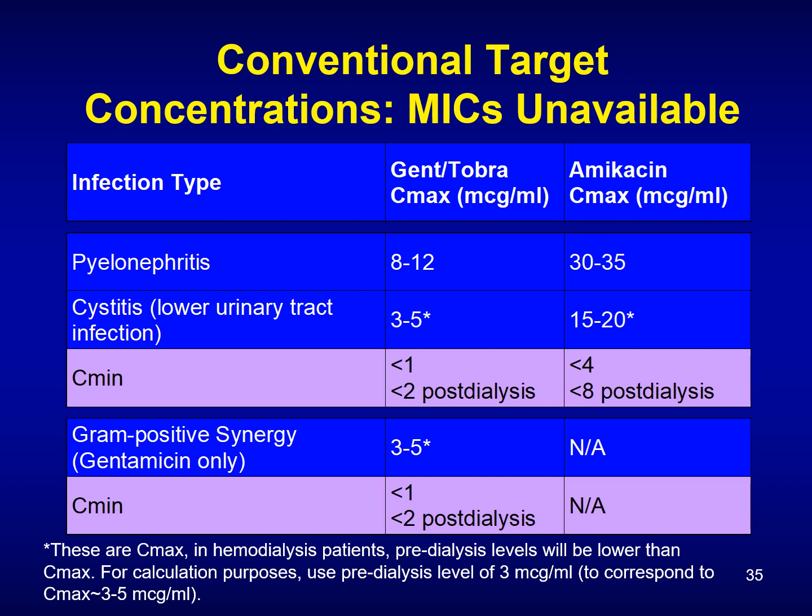The Cminimum for gentamicin-tobramycin should be less than 1 for non-dialysis patients, or less than 2 for dialysis patients, and this is a post-dialysis level. For amikacin, Cminimum should be less than 4 for non-dialysis, or less than 8 as a post-dialysis level. When dosing for gram-positive synergy, this applies to gentamicin only. The target Cmax is 3 to 5, with a Cminimum of less than 1 or less than 2 post-dialysis.